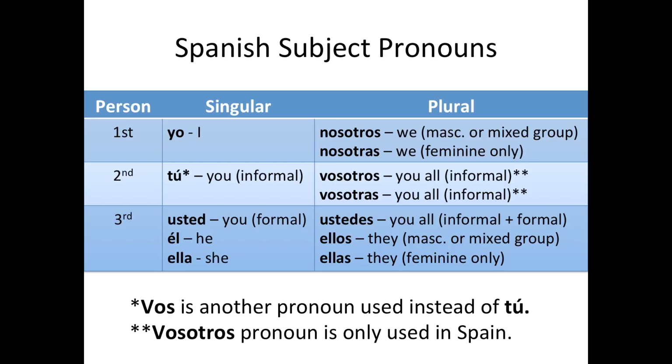Now, this is exactly the same as nosotros and nosotras in terms of gender. Vosotras is you all, and that's a term just for females. And then vosotros is a term for males or a mixed group of males and females. And both of these mean you all. Now, you see the asterisk here also? This pronoun is actually only used in Spain. Everywhere else, they are going to use the word ustedes, which is right below it.